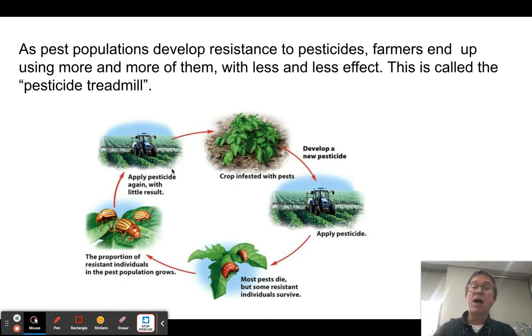So what's your response? I'm going to put more pesticide on there. Well, it works a little bit, but then you end up with even more resistant ones. And so the next time around, you're like, I've got to spray it. People just end up using more and more pesticide because their population of organisms is becoming more and more resistant to it. This is not a good situation.